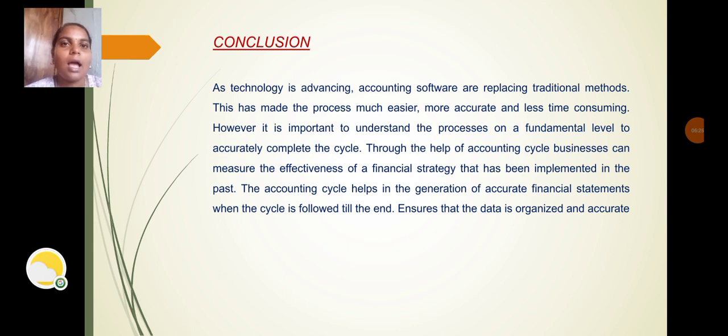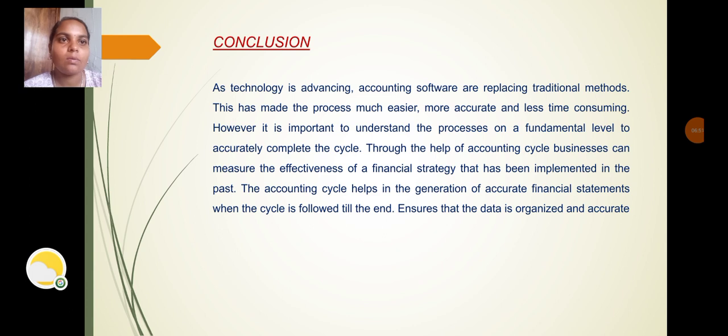Conclusion. As technology is advancing, accounting software is replacing the traditional method. This has happened because the process is much easier, more accurate, and consumes less time. However, it is important to understand the process at the fundamental level to accurately complete the accounting cycle.